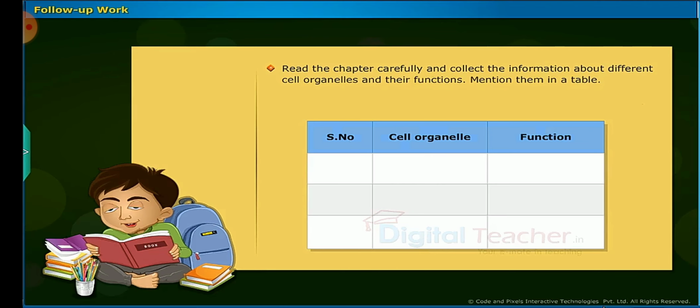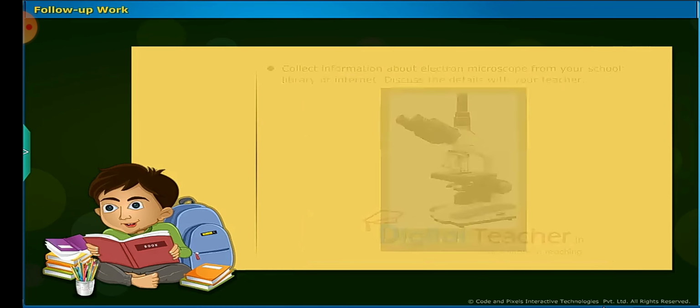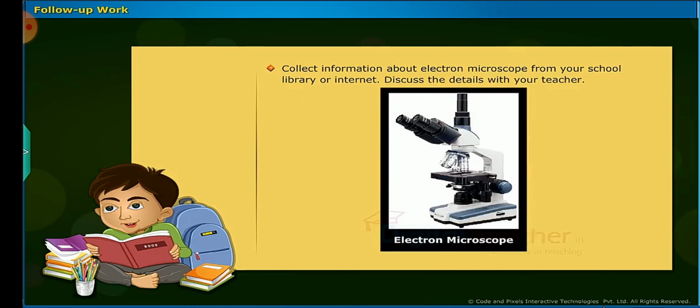Read the chapter carefully and collect the information about different cell organelles and their functions. Mention them in a table. Look at the cartoon of a cell given in the image and find out the functions of these cell organelles. Collect information about the electron microscope from your school library or internet. Discuss the details with your teacher.